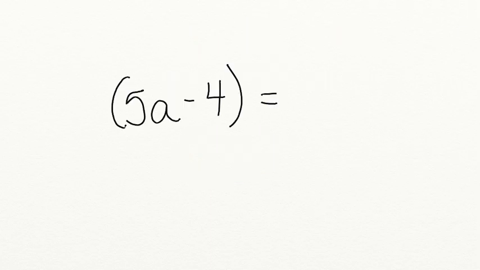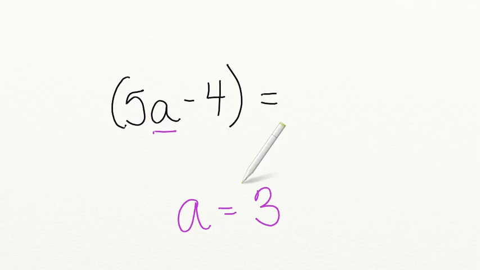Let's try another practice problem together. This time, the variable a is going to be represented using the number 3. So that means I need to take my a and replace it with the number 3. Now once again, since we're multiplying 5 times a, we need to remember to multiply 5 times 3. So I put 3 in a set of parentheses so that we will remember to multiply.